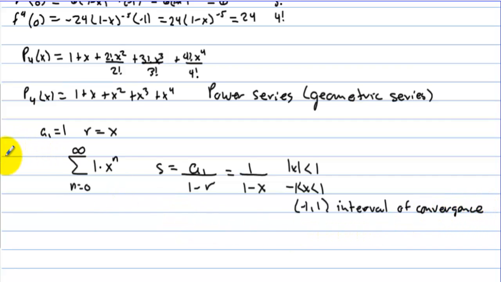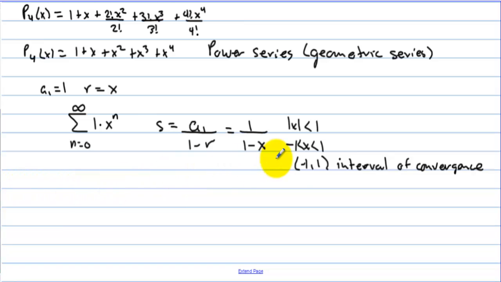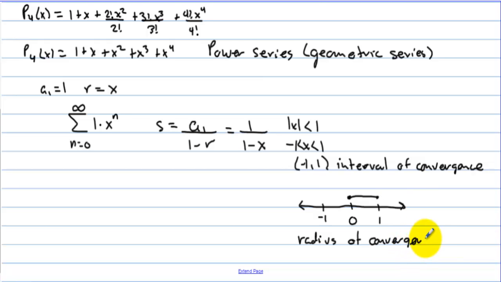Now there's another term that you're going to need to know. If the interval of convergence is negative 1 to 1, then we can plot this interval. We can go from negative 1 to 1, and then half that distance is the radius of convergence. So the radius of convergence is equal to 1 in this case.